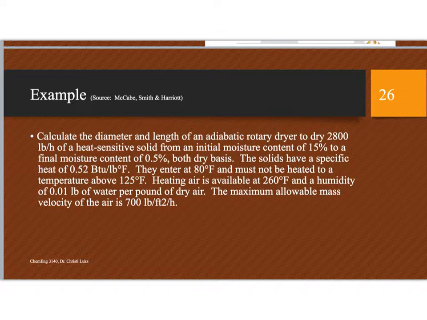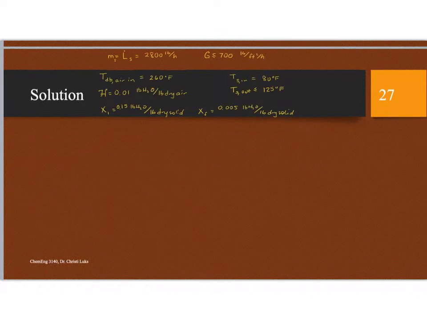The solids have a specific heat of 0.52 BTUs per pound degree Fahrenheit, and they enter at 80 degrees Fahrenheit and must not be heated to a temperature above 125. Heating air is available at 260 Fahrenheit and a humidity of 0.01 pounds of water per pound of dry air. The maximum allowable mass velocity of the air is 700 pounds per square foot per hour. Okay, if we take that given information and rewrite it into symbols, I've got that information written in here.